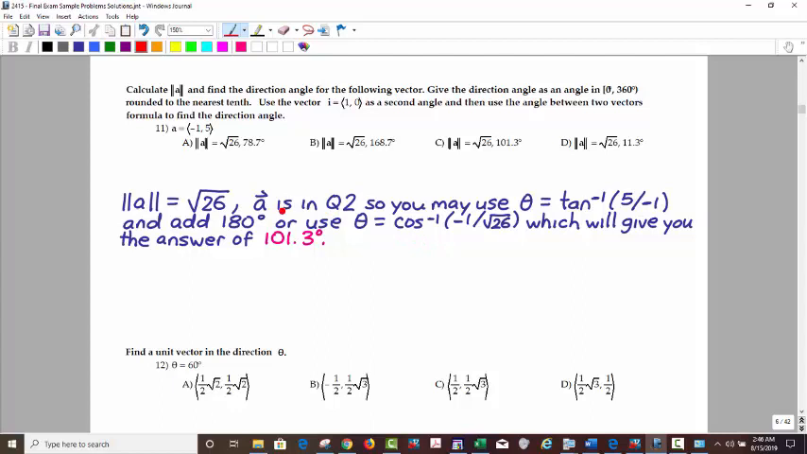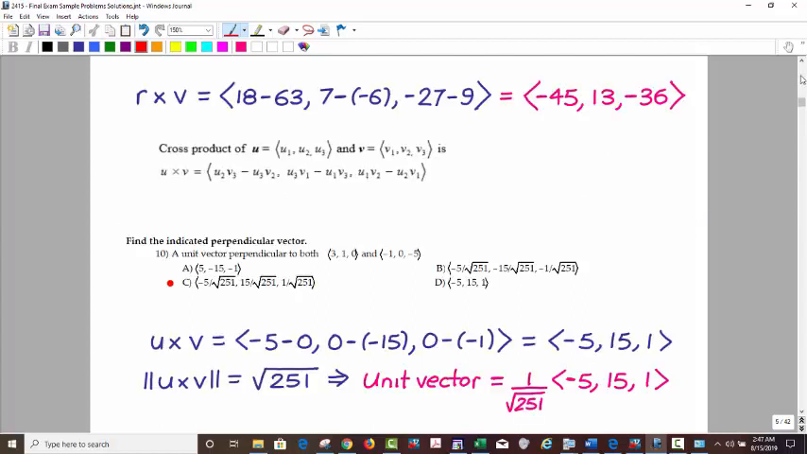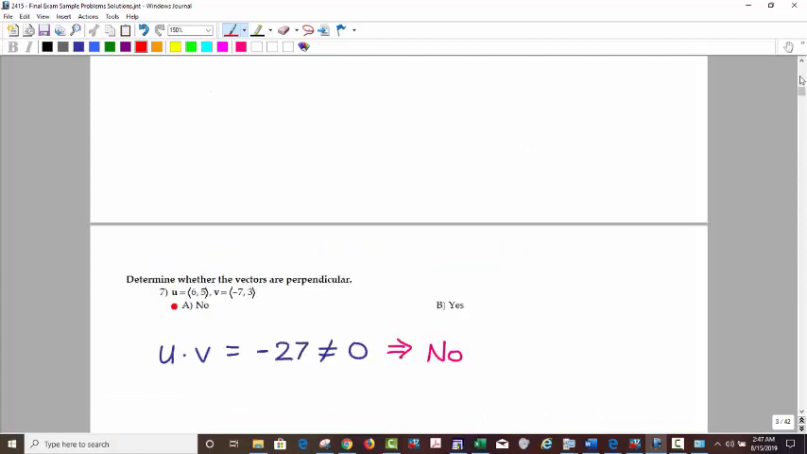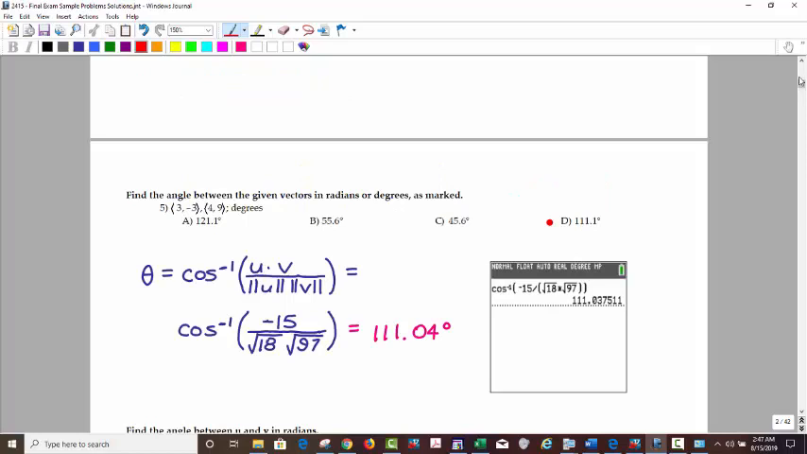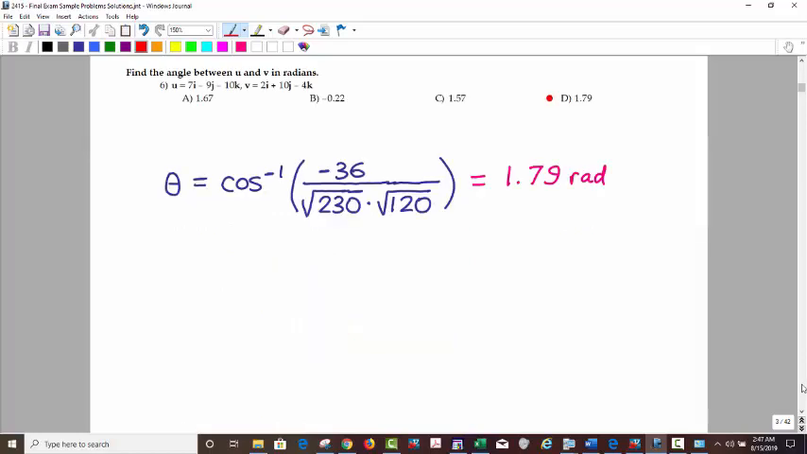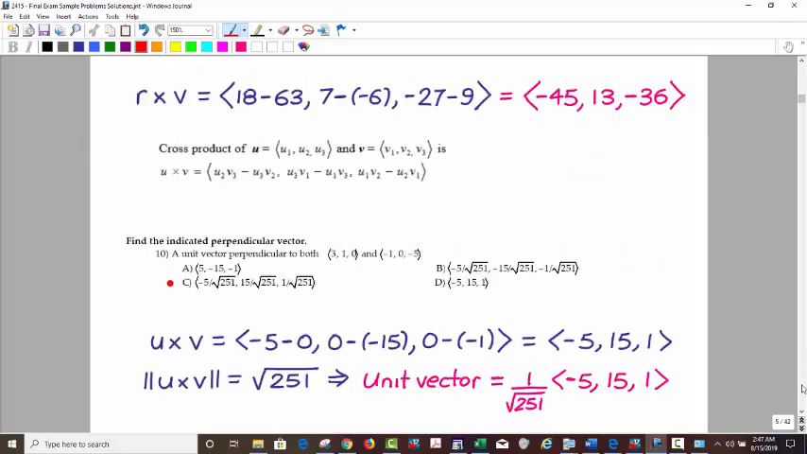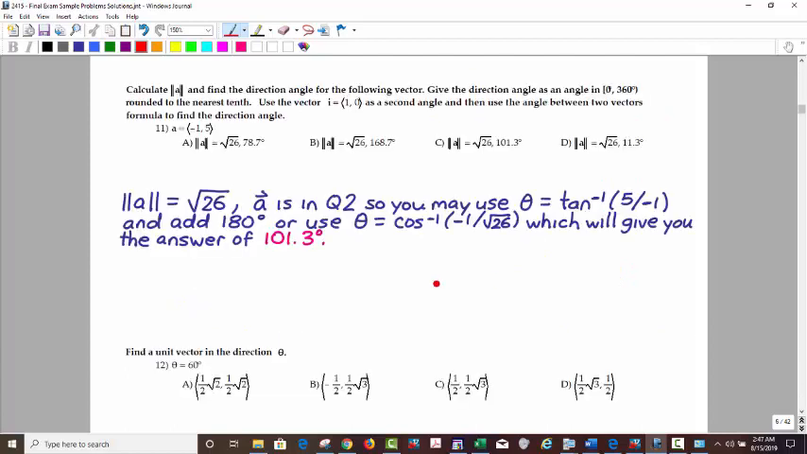I don't know if I would worry about what I wrote right here. I think this is probably the more straightforward way to do it. Just take cosine inverse of -1 divided by the square root of 26, because we're using, let me scroll back up here, that formula right here. All right. So cosine inverse of -1 over the square root of 26 will yield you 101.3 degrees with magnitude of the square root of 26.